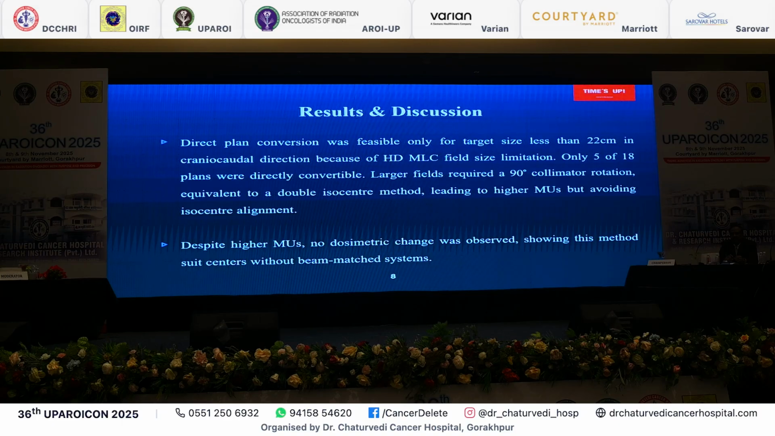Larger fields require a 90-degree collimator rotation, which is equivalent to a double isocenter technique, leading to higher MUs but avoiding isocenter alignment setup time. Despite higher MUs, no dosimetric change was observed, showing this method suits centers without a matched system and also different machines.